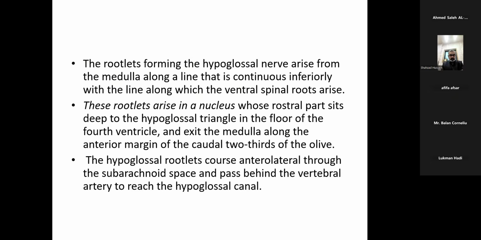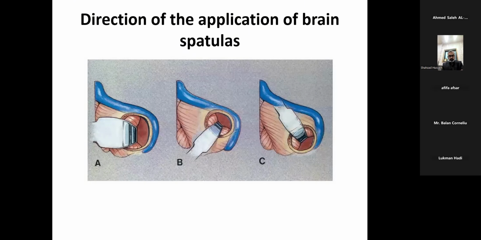Hypoglossal nerve rootlets course anterolaterally through the subarachnoid space, and they pass behind the vertebral artery usually to reach the hypoglossal canal, and that is why the 12th cranial nerve lies in very close proximity to the vertebral artery. So we have to be careful when we're operating.